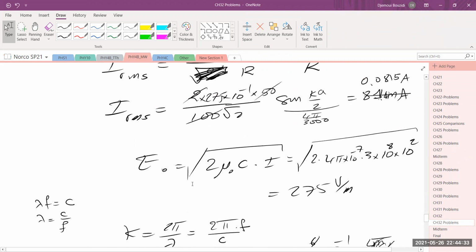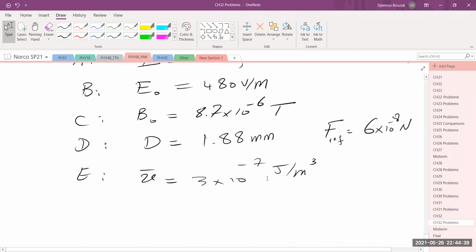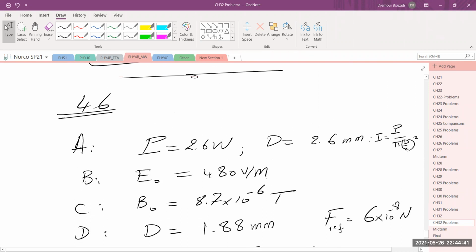I is equal to E naught squared over 2 mu naught C, where mu naught is just a constant and C is another constant. So I, in this case, is equal to E naught squared divided by 2 mu naught times C. C is the speed of light, and mu naught is 4 pi 10 to the negative 7. So I can find I in here.